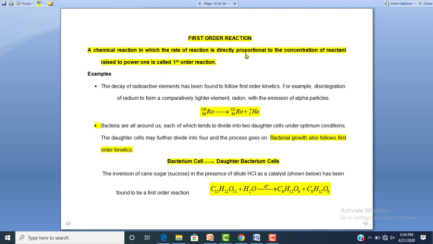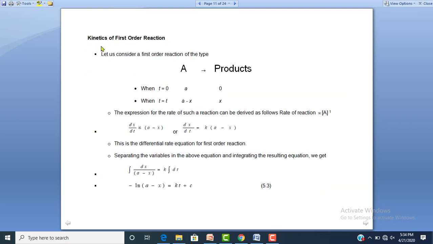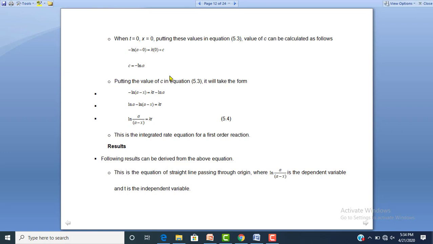The examples of the first order reaction are the disintegration of radium into radon, growth of a bacterium cell into daughter cell, inversion of cane sugar into glucose and fructose. When we derive a rate constant expression for the first order reaction, then we ultimately obtain an equation 5.4 according to which log natural a over a minus x is equal to rate constant k into time, and this is the equation of straight line passes through the origin.